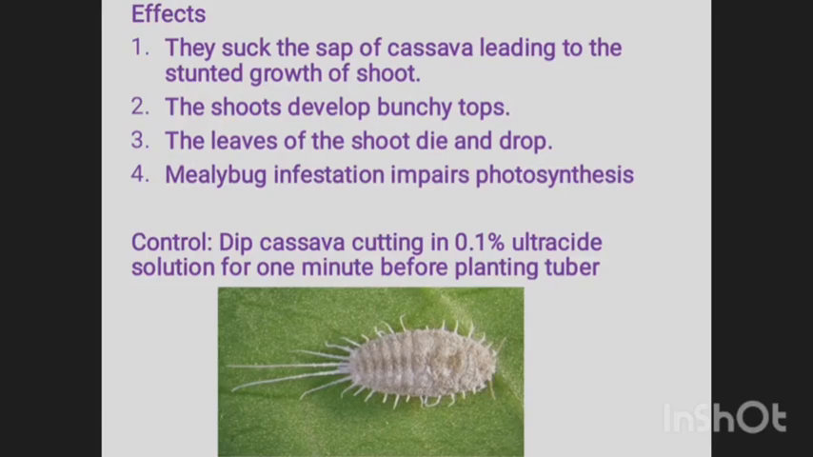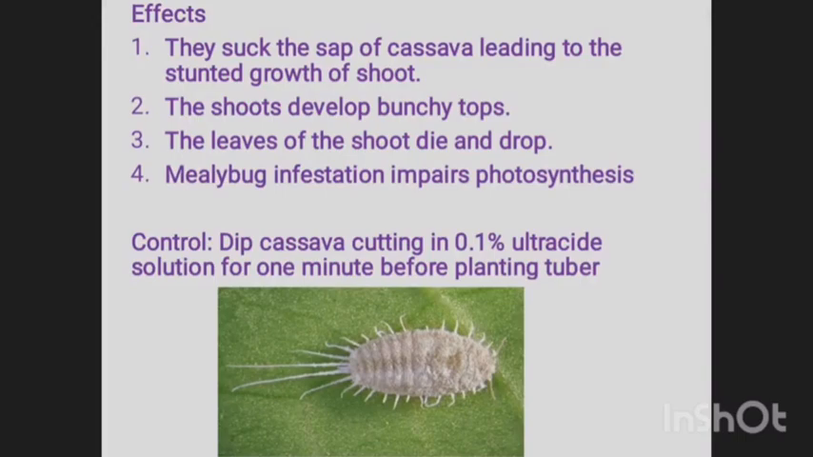Let's look at the effects of the mealybug. Number 1, they suck the sap of cassava, leading to stunted growth of shoots. Number 2, the shoots develop bunchy tops. Number 3, the leaves of the shoot die and drop. Number 4, mealybug infestation impairs the photosynthesis of the leaf. And once the photosynthesis is impaired, the plant will not be able to perform photosynthesis, thereby leading to the death of the plant.